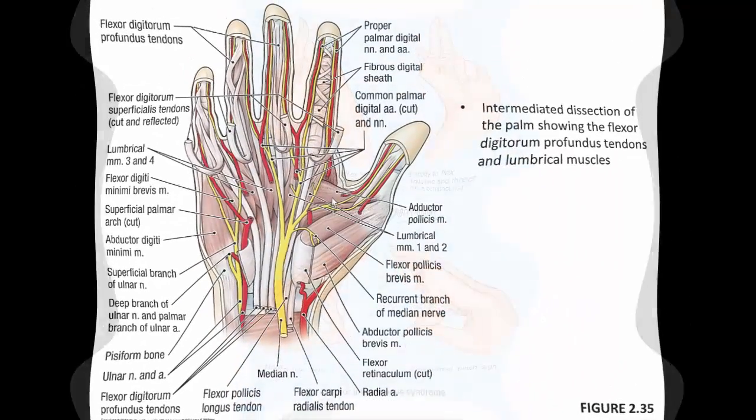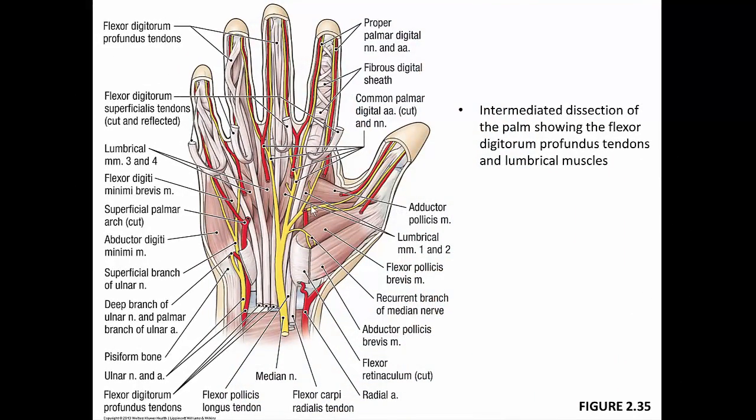See if you can identify your 4 lumbrical muscles. Here's number 1, 2, 3, and 4. The distal attachment of these muscles is going to be on the radial side of the extensor expansions of digits number 2, 3, 4, and 5. These muscles, when they contract, all help flex the MP joints and extend the IP joints.